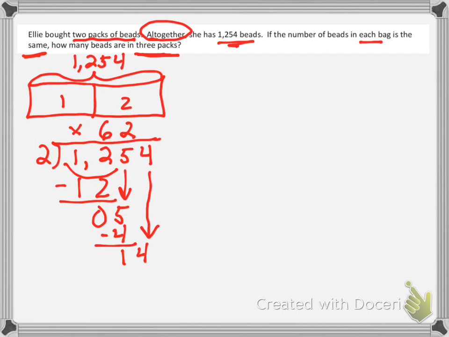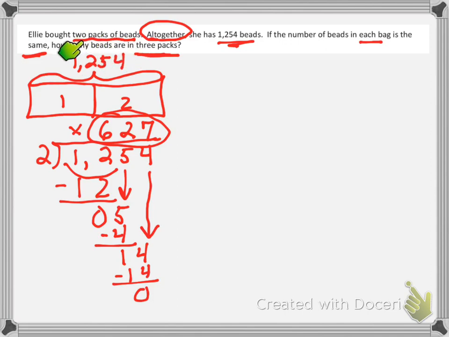And after we bring down, we always have to go back to division. 2 goes into 14 7 times. 7 times 2, 14 with no remainder. So there is 627 beads just in one bag. So in this bag it's 627, and in this bag it equals 627. And when we add them both up, or we multiply them by two, we get 1,254.